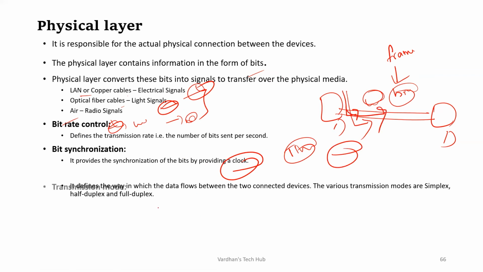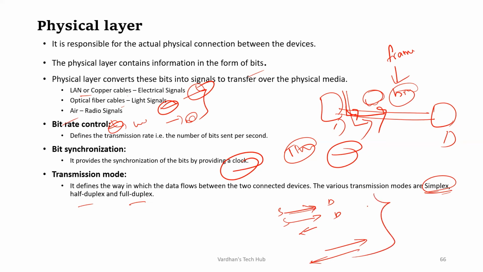And we have something called a transmission mode, such as simplex, half duplex, and full duplex. These are transmission modes. Simplex is only one-way communication, so only one can send the data. In case of half duplex, both source and destination can send and receive the data, but only one at a time. And in full duplex, both can send and receive the data at the same time. That is about transmission modes: simplex, half duplex, and full duplex.